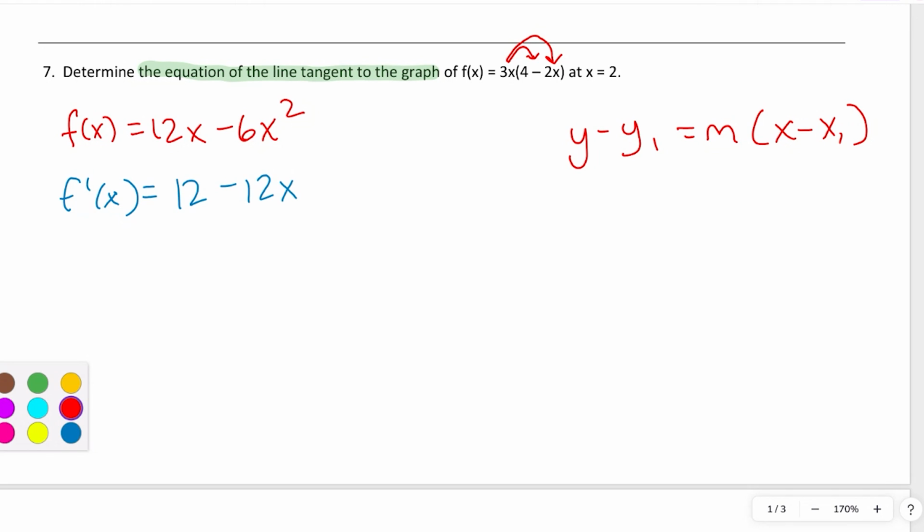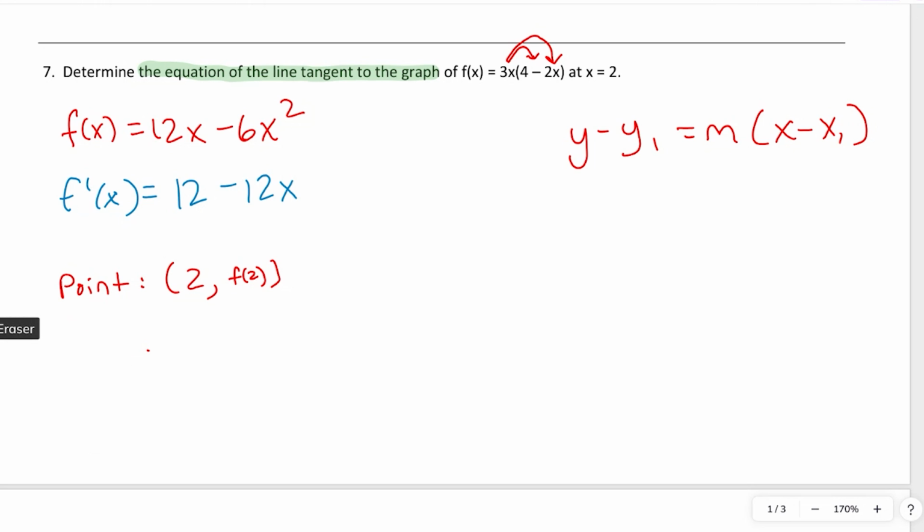So let's find our point and our slope. To find the point, it's going to be the point at x equals 2. We're going to plug in 2 into f. So we're going to find f of 2. The slope at x equals 2 is going to equal the value of the derivative when x is 2. So the slope, and I'll color this in blue just to emphasize where we're getting it from, is going to be f prime of 2. Okay, so we're going to plug those numbers in as soon as we find them, but we got to actually figure out what they are.